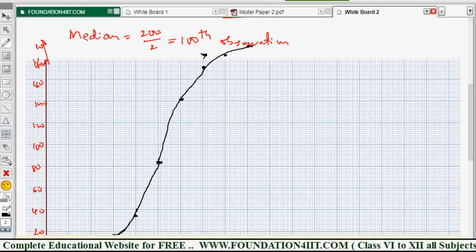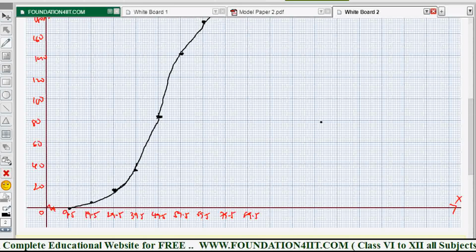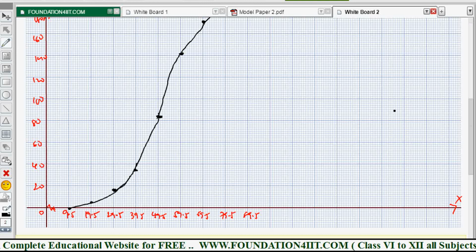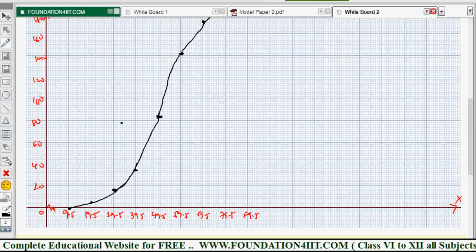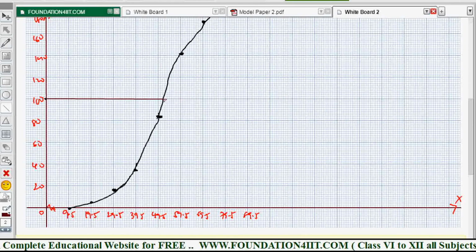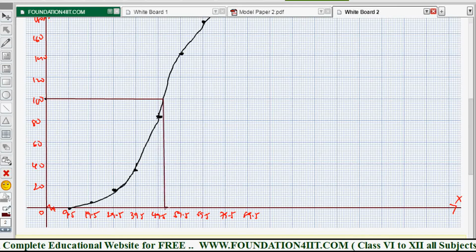Up to 200 you can join. Now using this ogive graph we can find out the answers. Median is the 100th observation, right? From 100 you can take a straight line and see where it touches the x-axis.